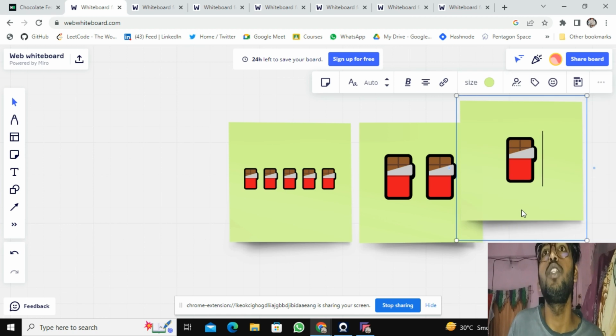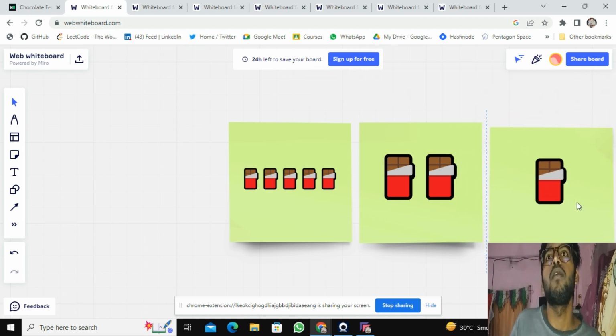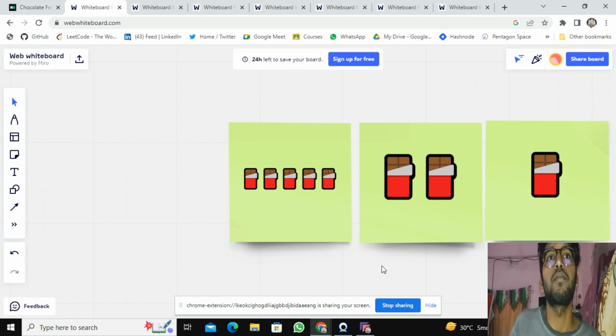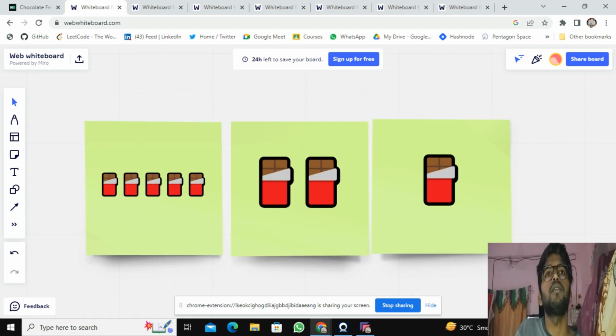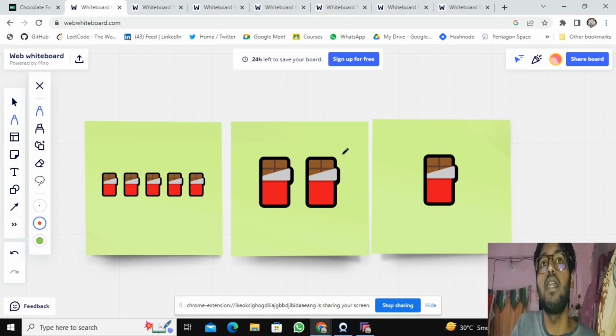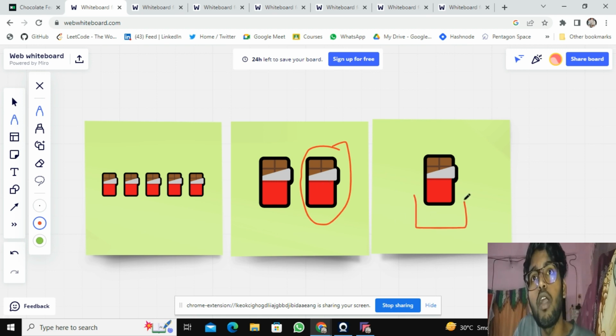So here I have one more chocolate. Cool. Here I have one more chocolate here. So in total now, how many wrappers do I have left? One wrapper only. From the previous I was having one wrapper left. Okay, this one. And now I have one more chocolate.